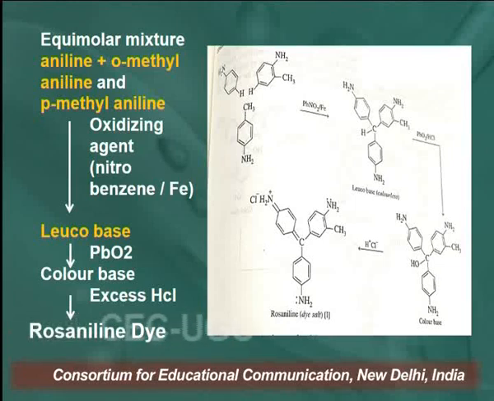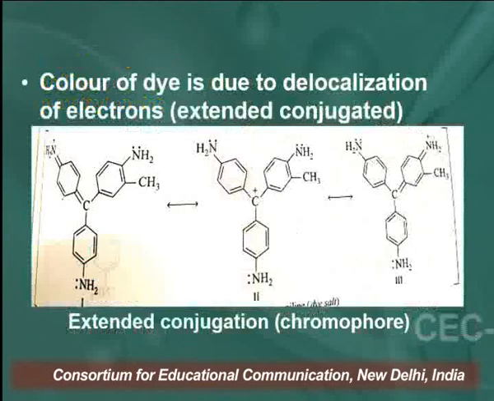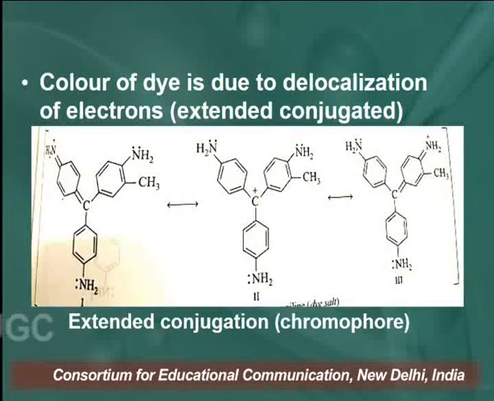In rosaniline dye, you can see the three benzene rings, and these three benzene rings are attached with a carbon which is bonded to them, one by a double bond, the others by single bonds. Now what is the reason we get color from this rosaniline dye? The color of the dye is due to delocalization of electrons.